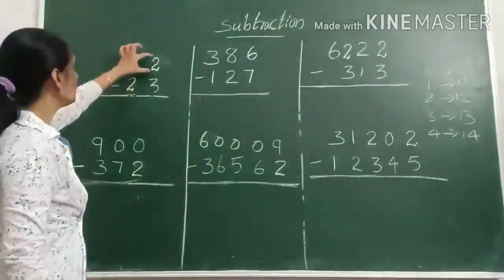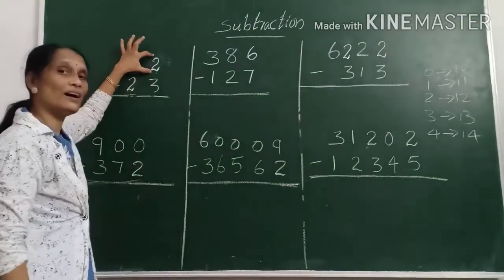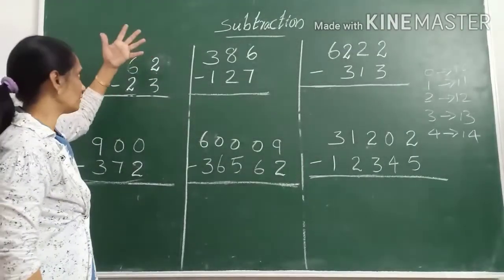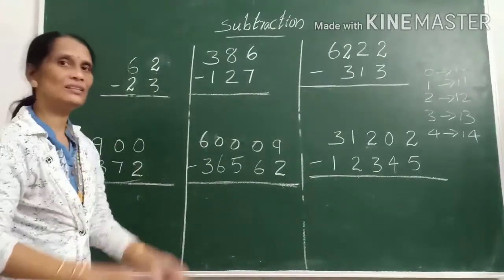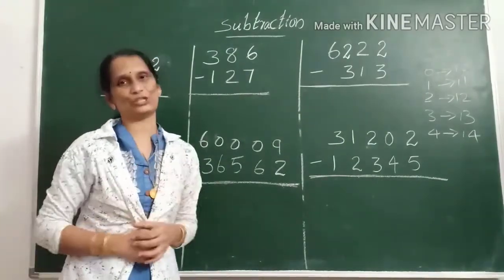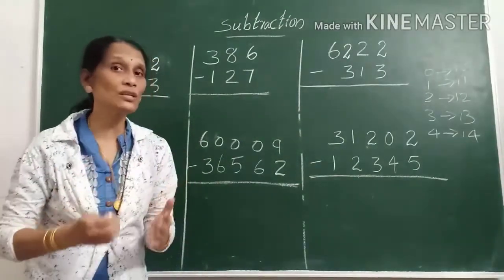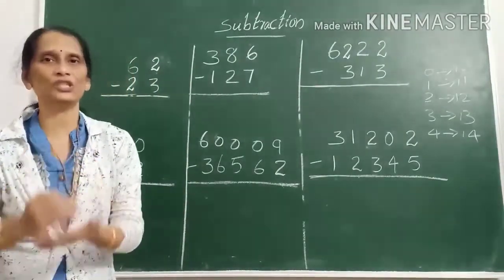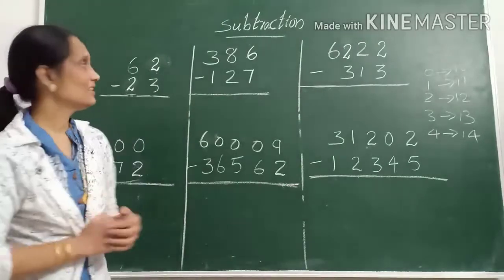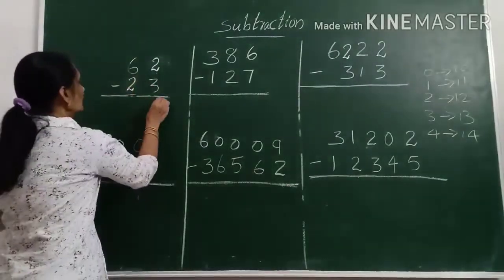So now, you have to consider 2 as 12. Now it is very clear, you know the table of 3. 3 plus how much is 12? 3 plus 9 is 12. You know the table of 3. 3 plus 9 is equal to 12. That you have learned.